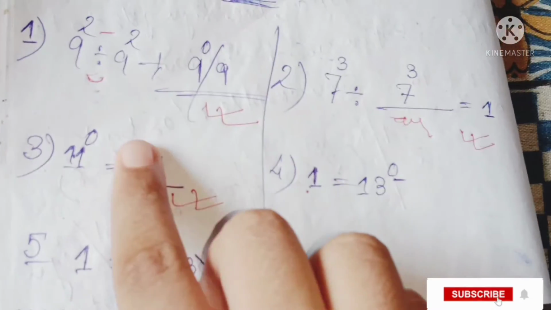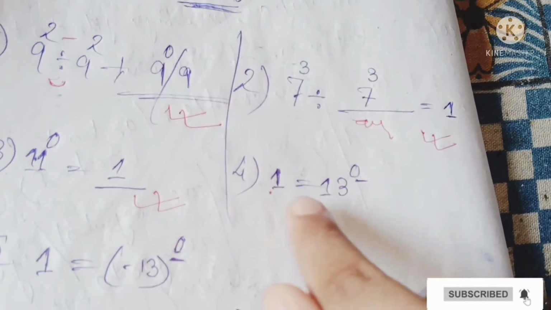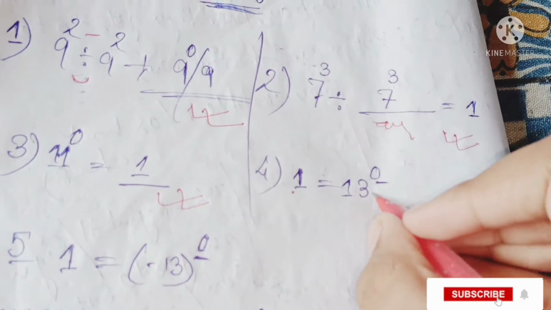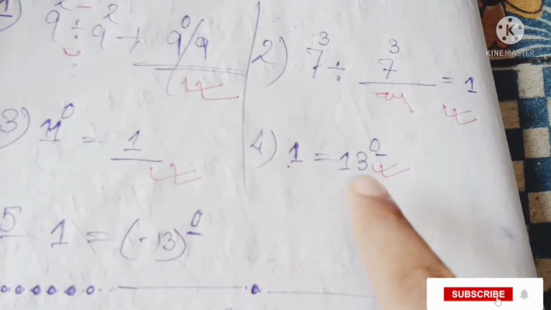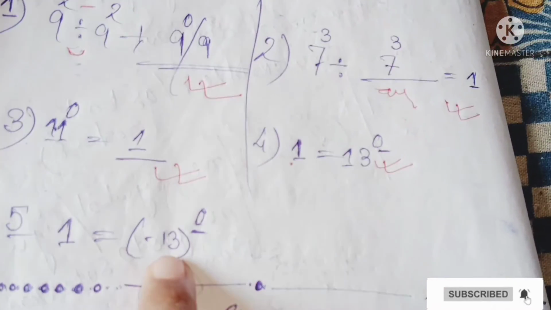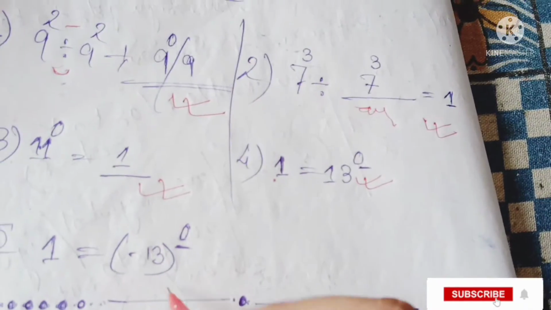As 11 to the power 0 gives us 1, so 13 to the power 0 will also give us 1. So here the answer will be 13 to the power 0. And in number 5, it is 1 equal to minus 13 to the power 0. Also, 13 to the power 0 gives us 1, so minus 13 to the power 0 will also give us 1. So our answer is fulfilled.